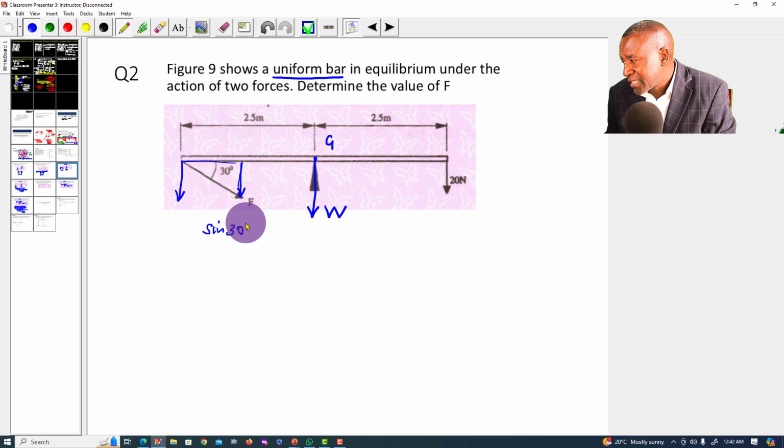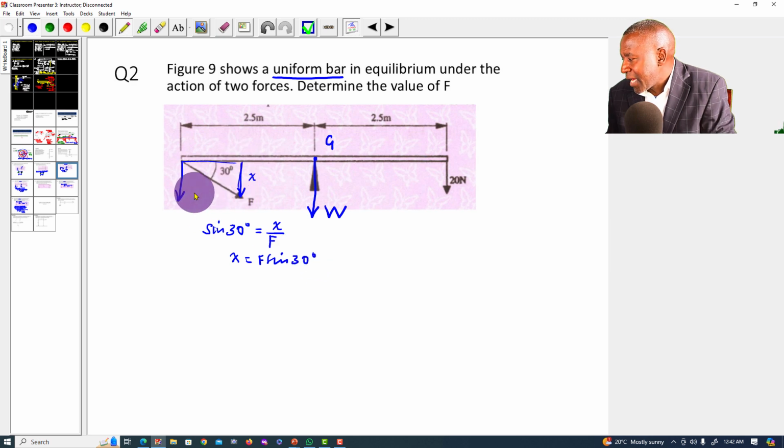So when I get sine of 30, I'm going to get this side here, which I can call, let me call it x, for example. I'm going to get x over the hypotenuse, which is F. So that x is going to be equal to F sine 30. So that is the force that I want. So this one is supposed to be F sine 30 degrees.